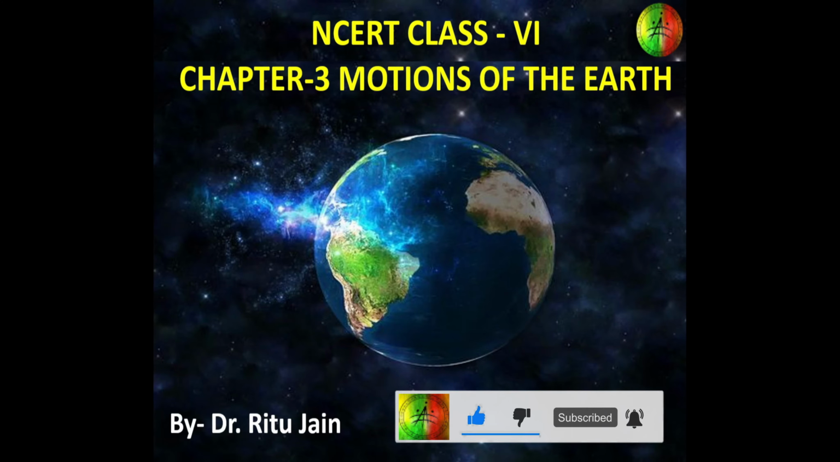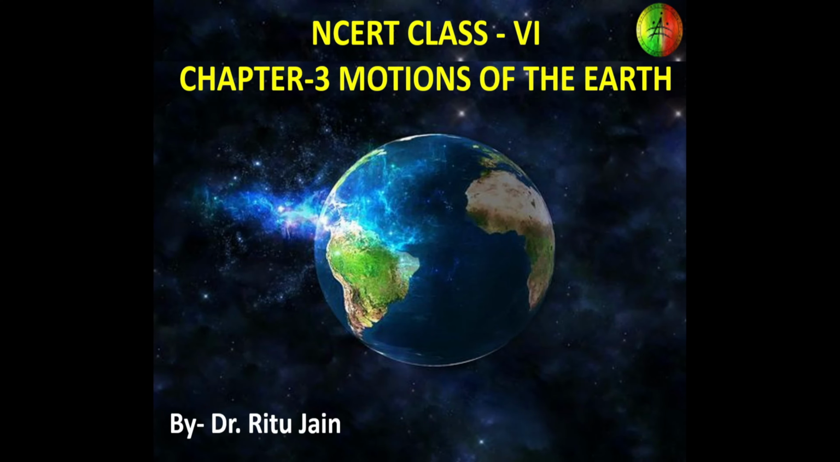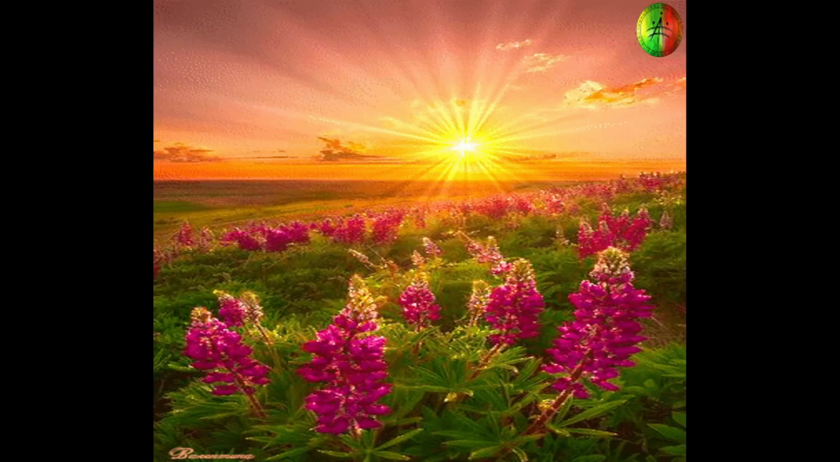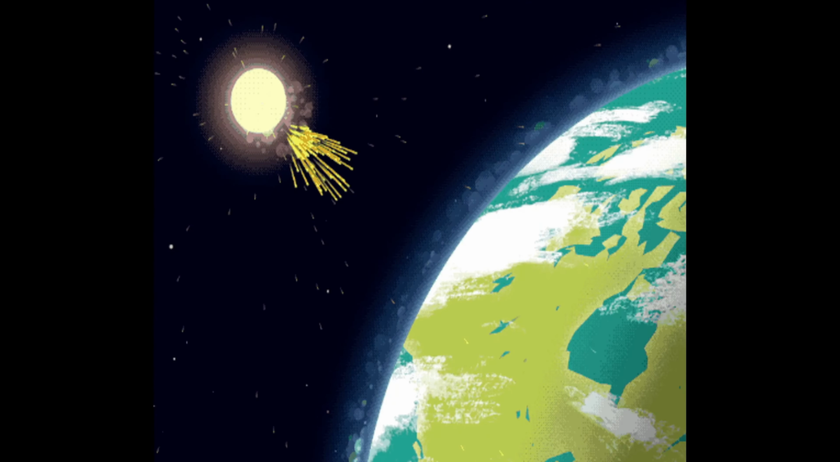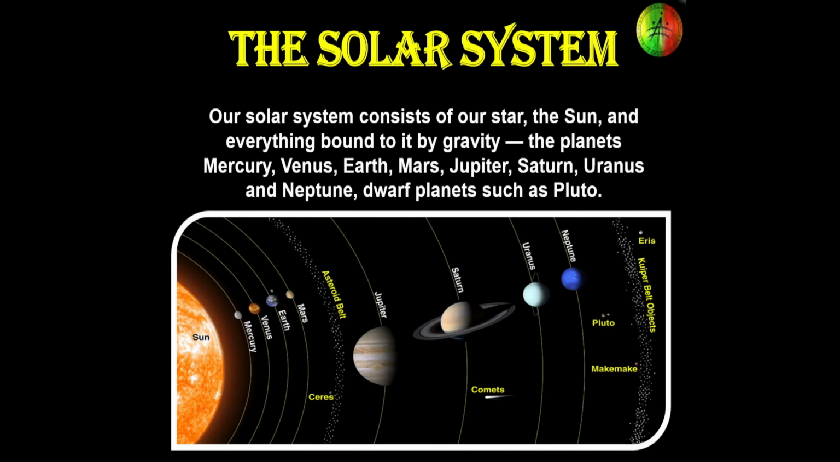So now, without wasting time, let's start and have an insight regarding the facts related to the motion of the Earth. Before we begin, it is very important to know about the Sun and the solar system. The Sun is the beauty of our nature. It is the most important source of energy for life on Earth. The Sun is the star at the center of the solar system. Our solar system consists of our star, the Sun, and everything bound to it by gravity, that is, the 8 planets, including Earth, satellites, and other objects revolving around it.